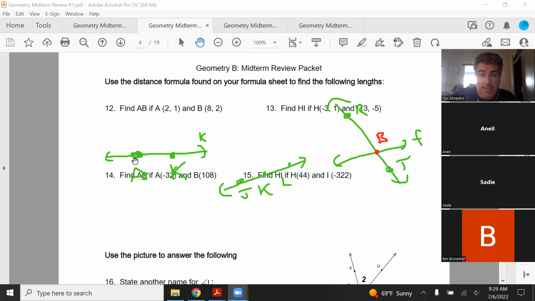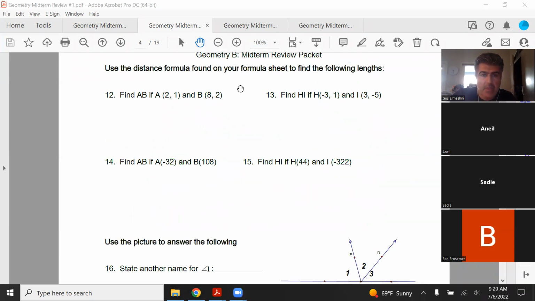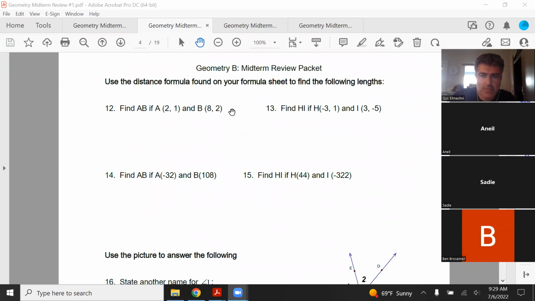Now, this stuff I will ask, and I'm going to have you guys do a little practice. So here you're asked to use the distance formula. And these two problems are kind of lame. I'm not going to ask you to find distance on a number line. I think that's what's going on here. So let's cross off 14, 15. But these are good ones. So find the distance between 2 points. You guys are going to do 13.